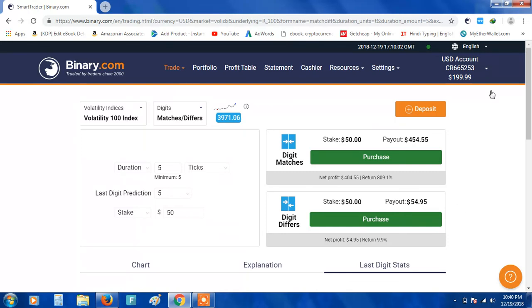So my current profit today, I made $45 in profit. So guys, if you have any question regarding binary.com, don't hesitate to ask me.